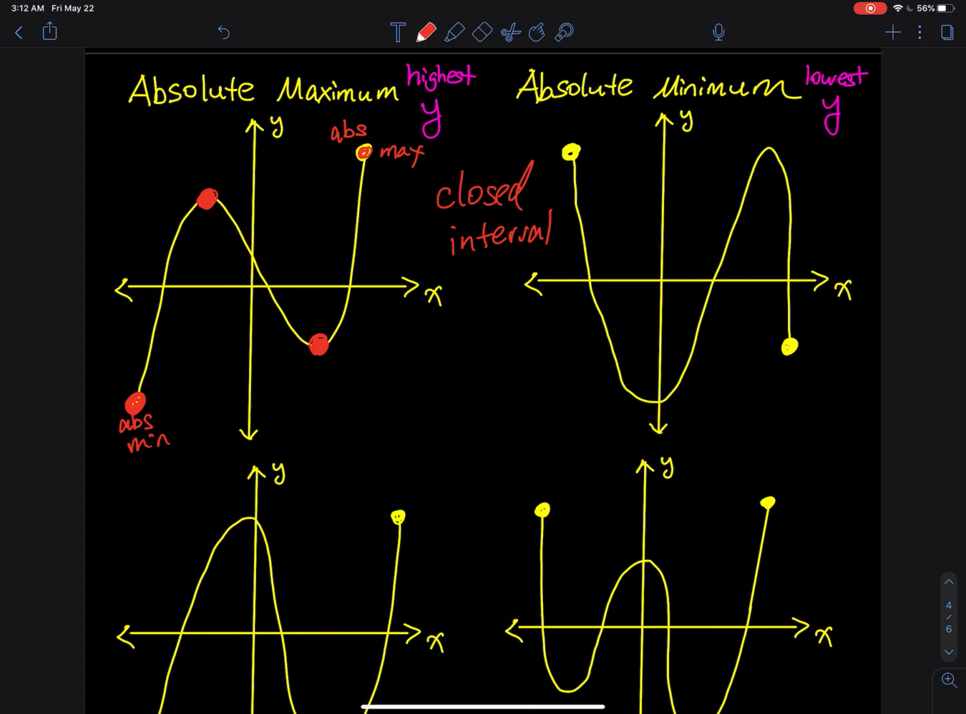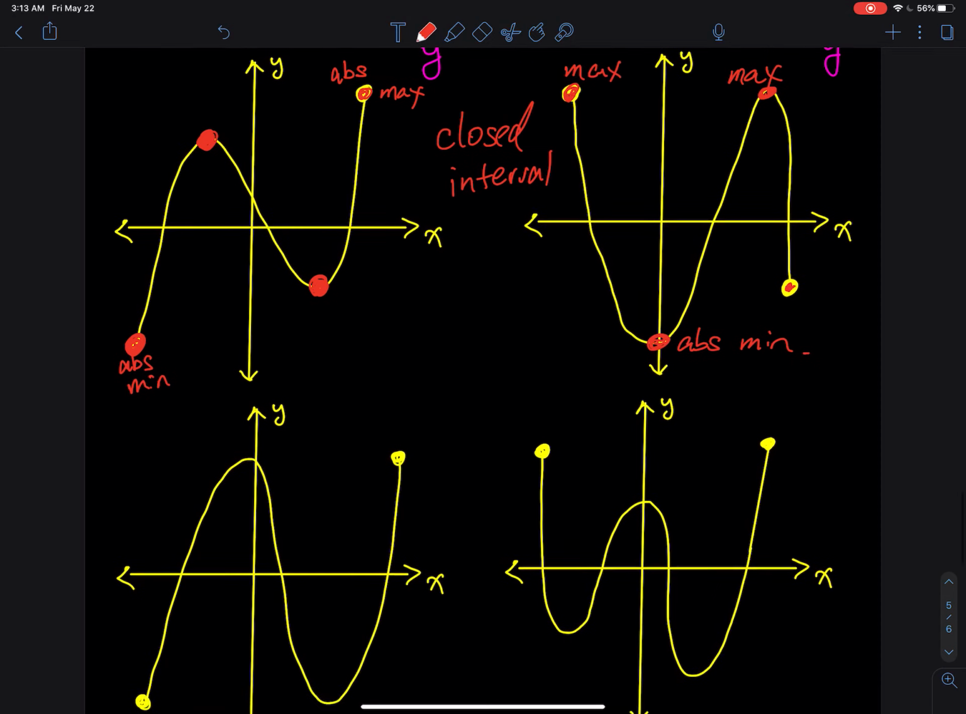All right, closed interval. So in the second picture, where is the absolute maximum? So this is the highest y, this is the highest y. So they are both absolute max. And then what about absolute minimum? Is this an absolute minimum? The end point? No, that is not. This one is the lowest y, so this is the absolute minimum.